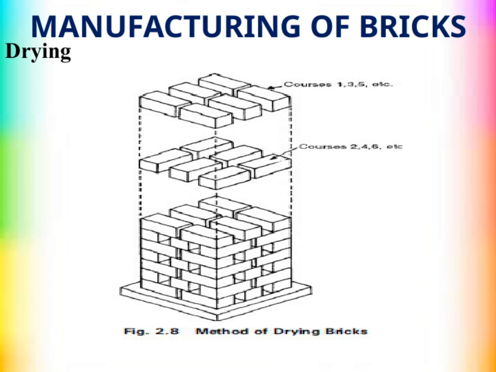Typically, drying can be done naturally in the sun or through controlled drying chambers, depending on the scale of production. It's important to control the drying conditions carefully, as uneven drying can lead to defects. Overall, drying is a vital step that directly impacts the quality and longevity of the final brick product.